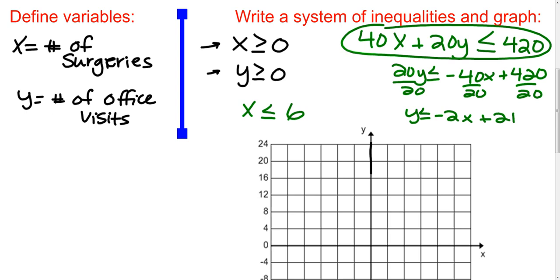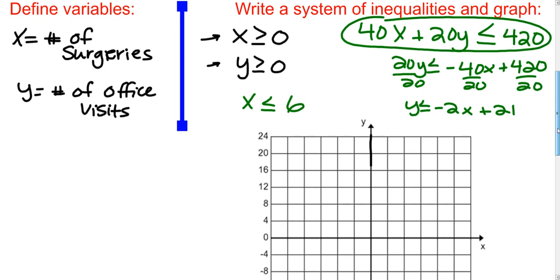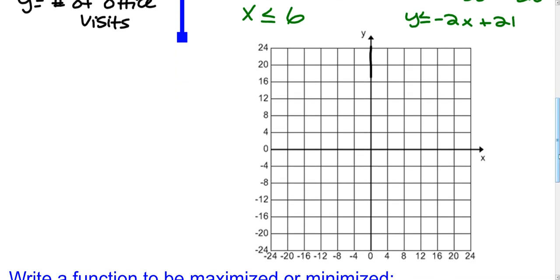Okay, so now we are going to go ahead and plot that, and unfortunately it's not coming out to be super pretty, but here we go. My y-intercept is 21, which is going to be right about there. Okay, my slope is negative 2. Now, if you're at 21 and you have a slope of negative 2, you should go down 2 and that puts you at 19, and right 1, which would put you at 1.